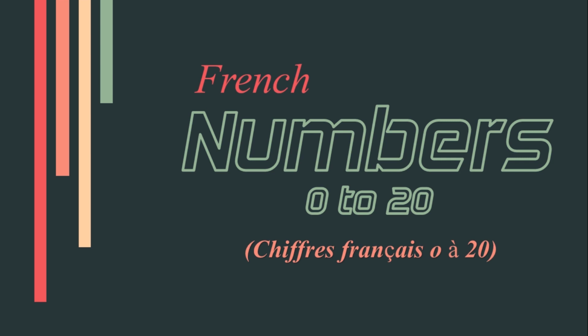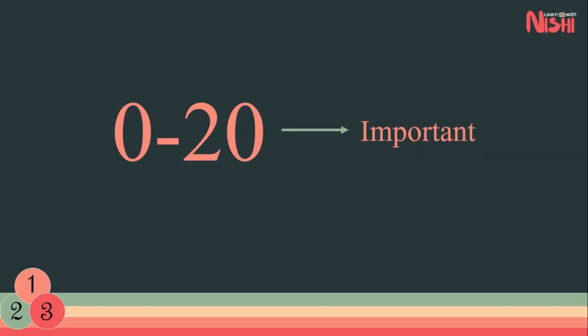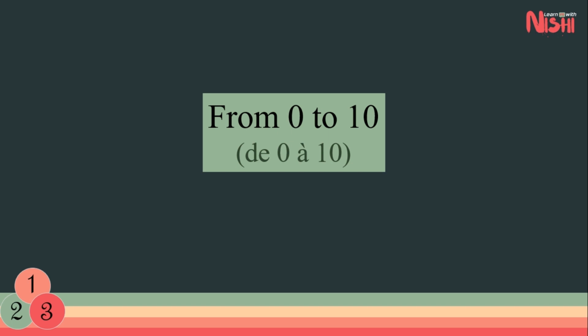In this tutorial, I'm going to teach you how to count from 0 to 20 in French. These 21 numbers are important, as these will help you to count any kind of number in French. So please stay with me. At first, we will count from 0 to 10. So let's get started.